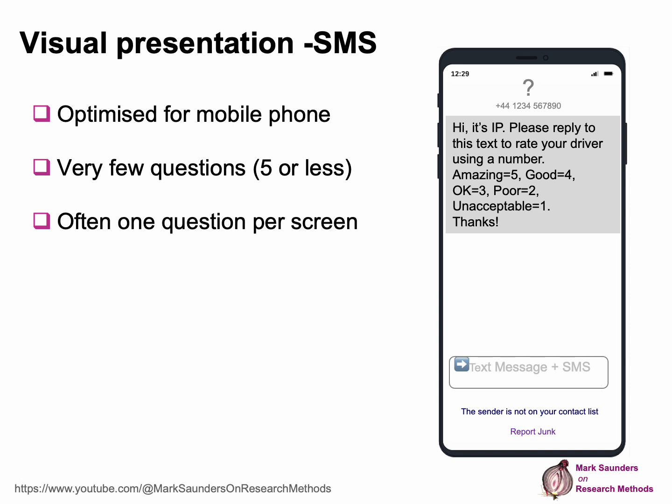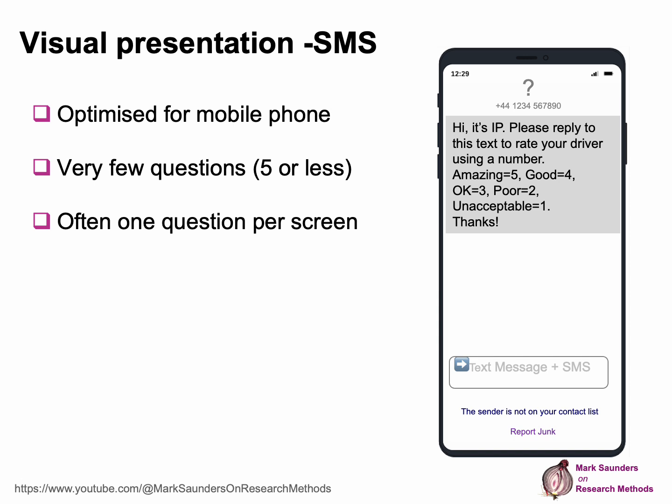We can also think about delivering questionnaires via SMS, in effect text to your phone. And obviously in these cases the questionnaire has to be optimised for use on mobile phones and it needs to have very few questions, probably 5 or less. And normally what we see is 1 question per screen. So here is a questionnaire that's just come through, perhaps from a delivery company.